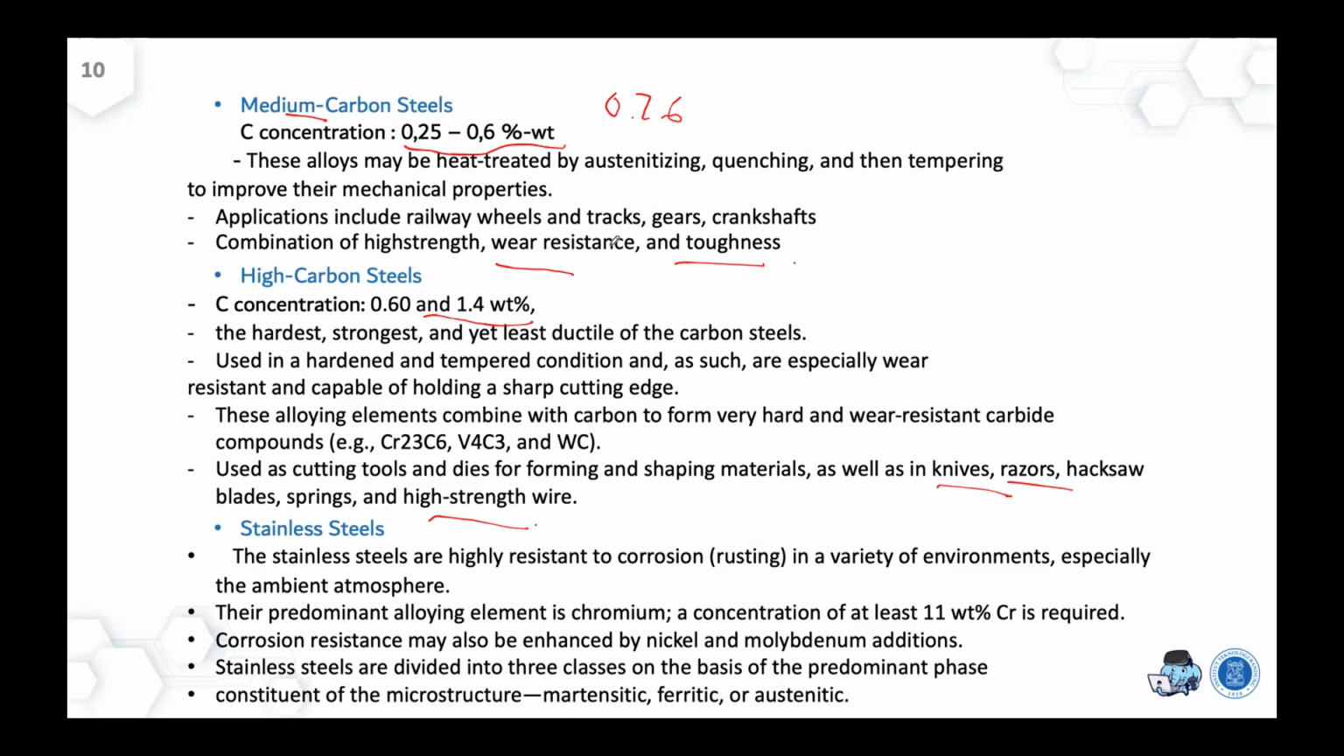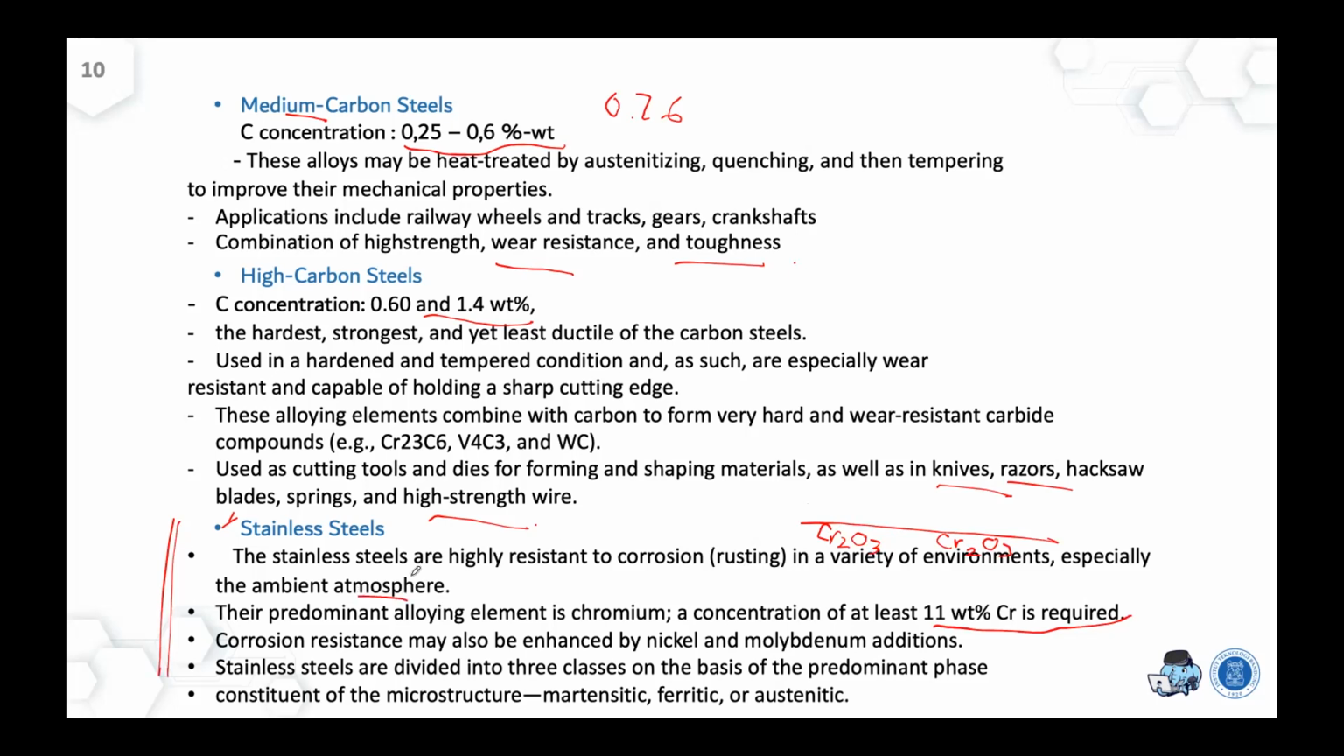It is based on the application. Okay, and then the last one for the steels, carbon steel, is stainless steel. So the stainless steel has chrome, almost 11 weight% of chrome. So the chrome will make layers of Cr2O3 on the surface of those metals. Okay, so if you have stainless steel, it is highly resistant to rusting, usually in an ambient atmosphere.